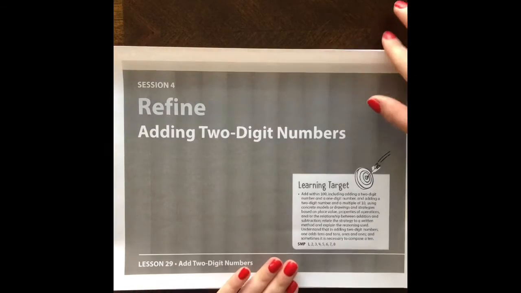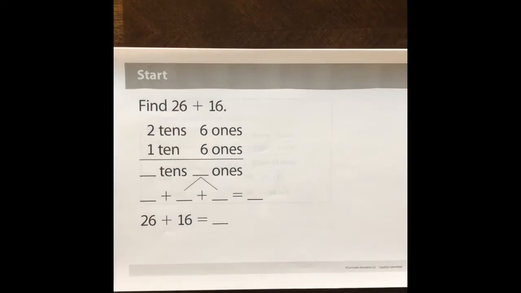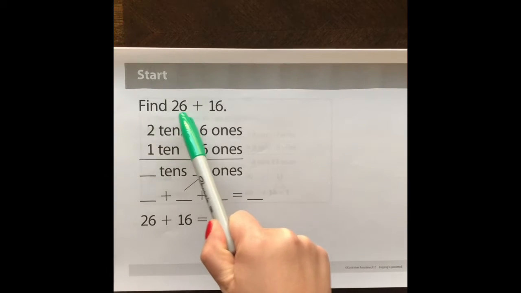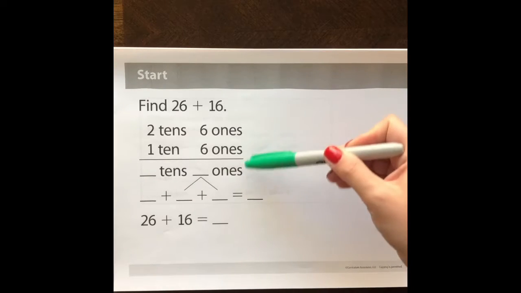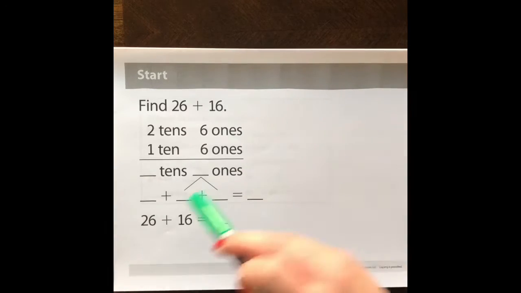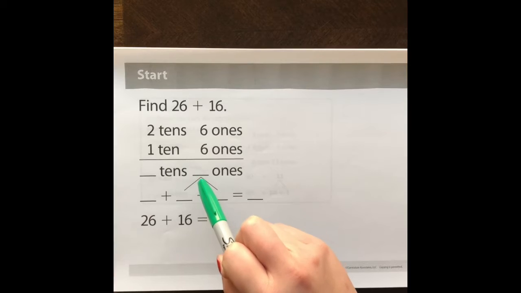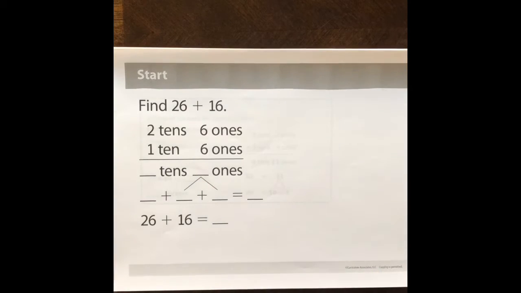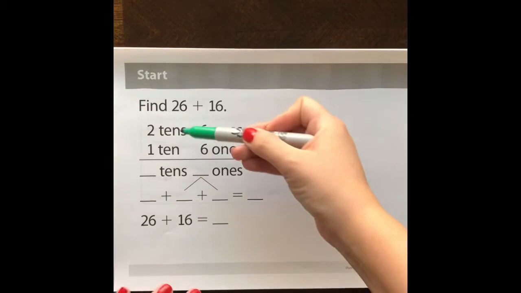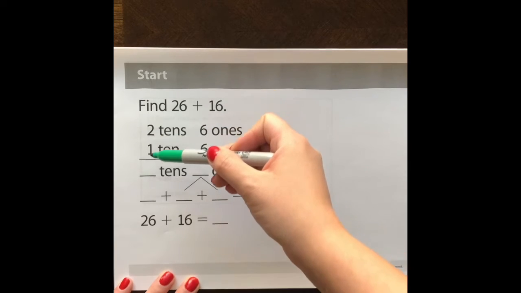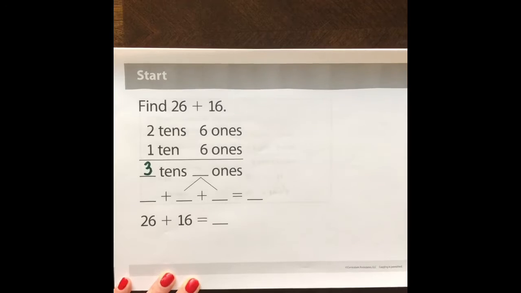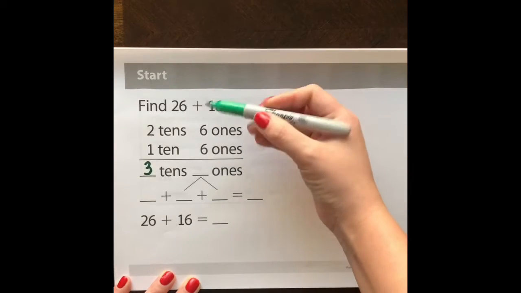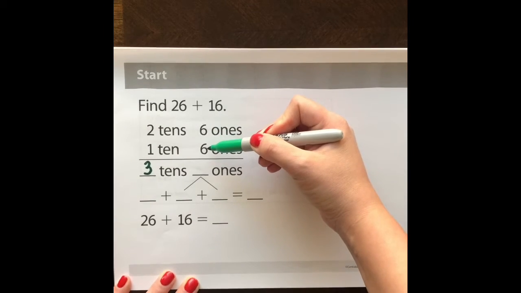Here we go. To start, find 26 plus 16. The problem is set up very nicely for us right here. We have a place for our tens and a place for our ones. So all we are going to do here, friends, is add our tens first. We have a 2 and we have a 1, which makes 3 tens. And then when we look at our ones here, 6 plus 6 is 12.